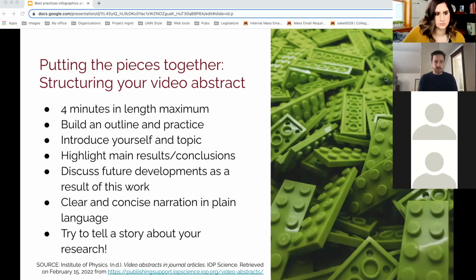And then you probably want to discuss future developments as a result of this work that you're doing. What are the potential implications? So it's always a forward-looking thing at the end of it. You want to use clear and concise narration.